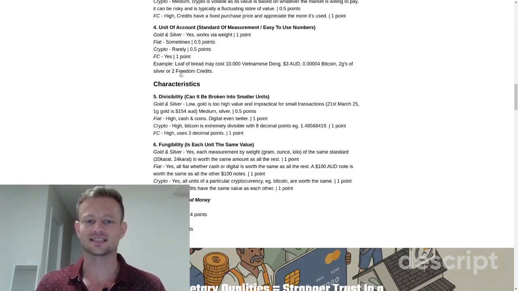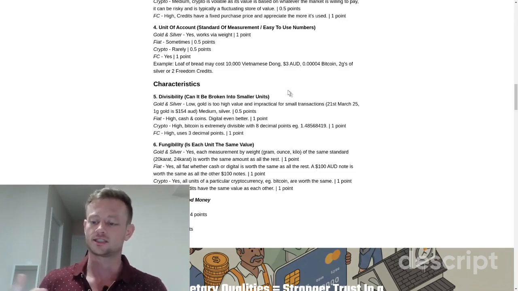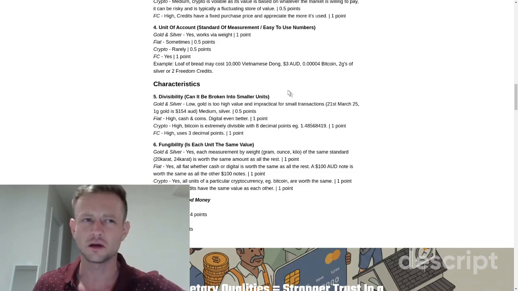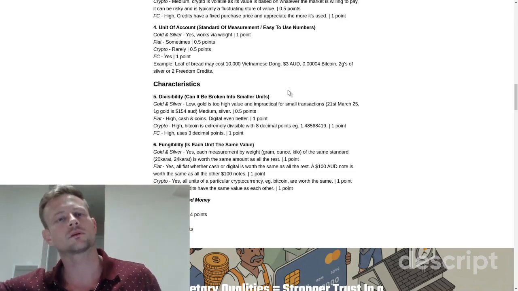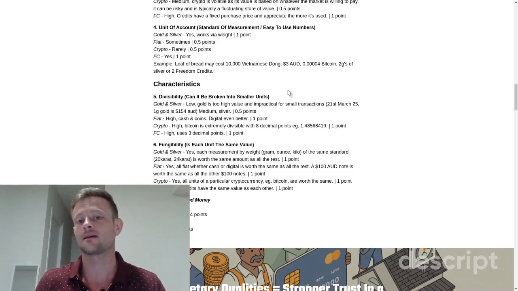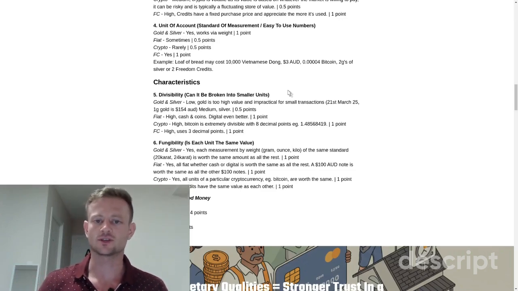And let's look at this example. A loaf of bread may cost 10,000 Vietnamese dong, 3 Australian dollars, 0.00004 Bitcoin, or 2 grams of silver, or 2 Freedom Credits. So obviously in this scenario, the AUD, silver and Freedom Credits are good units of account because it's easy to understand that. You don't have to do any mental gymnastics. You got 10,000 dong, what, just for a loaf of bread? 0.00004 Bitcoin? That's just ridiculous. It's not usable. It's too hard. Sure, you can get the apps that do these conversions, but why not just design a money to have a good unit of account just built into the system, right? Think for the long term.